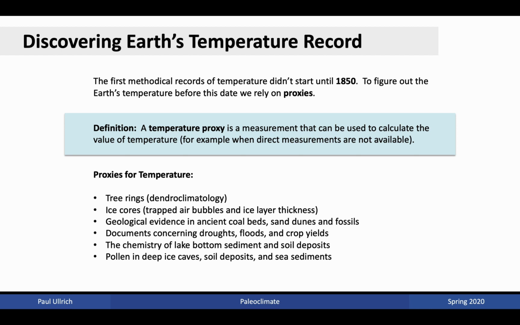Proxies for temperature include tree ring records, a field known as dendroclimatology, ice cores, including the study of trapped air bubbles and ice layer thickness, geological evidence in ancient coal beds, sand dunes, and fossils, documents that concern droughts, floods, and crop yields from Earth's anthropogenic record, the chemistry of lake bottom sediment and soil deposits, and pollens in deep ice caves, soil deposits, and sea sediments. New proxies are being developed every year by researchers in order to better understand Earth's climate history.